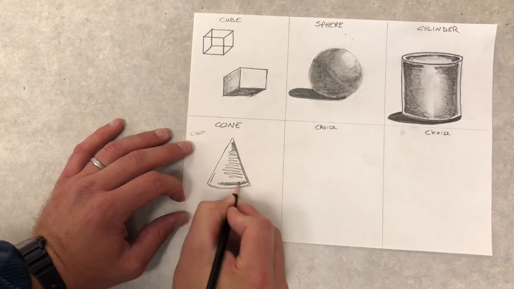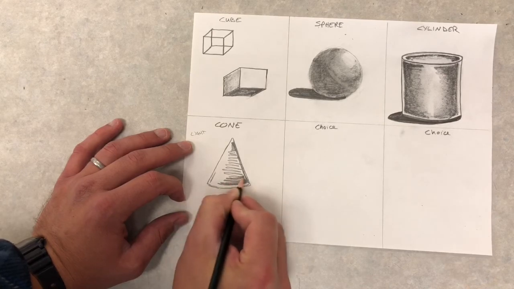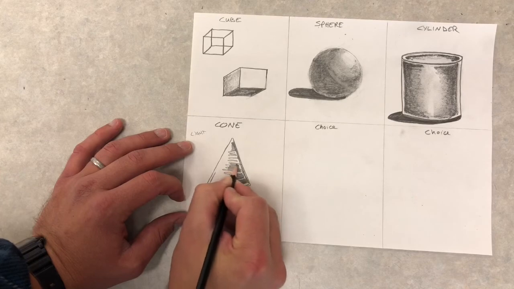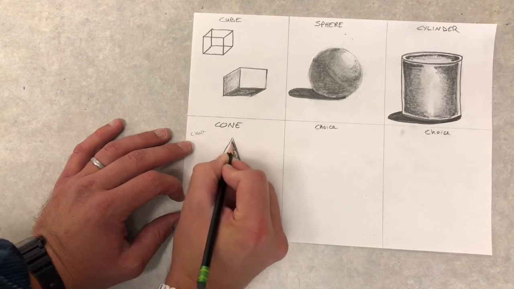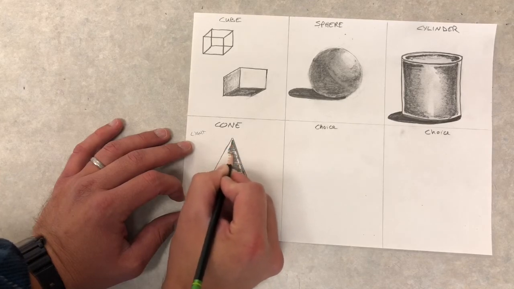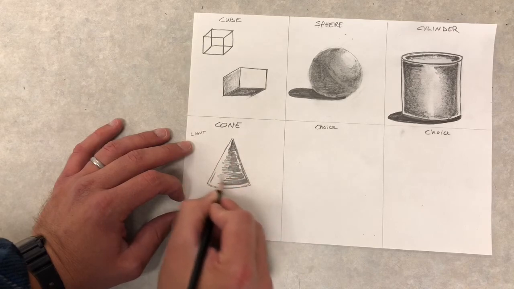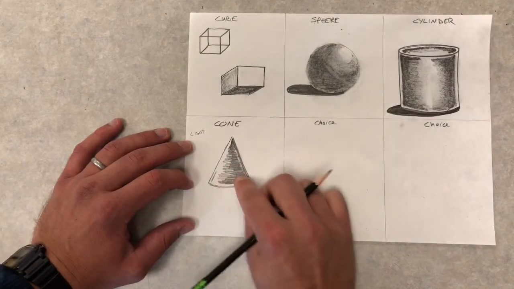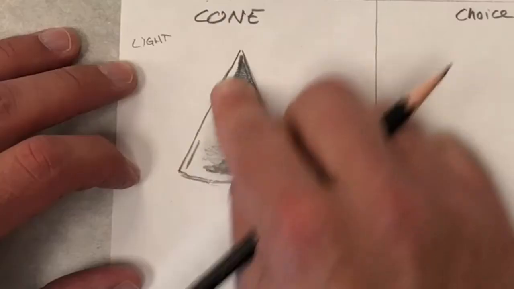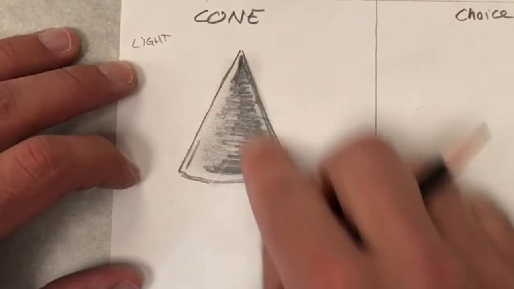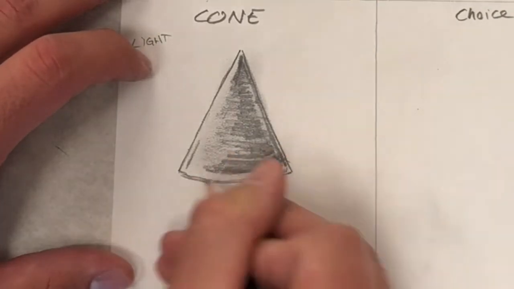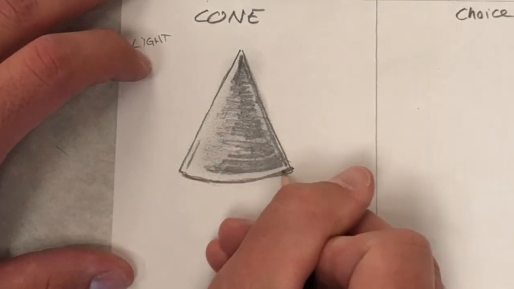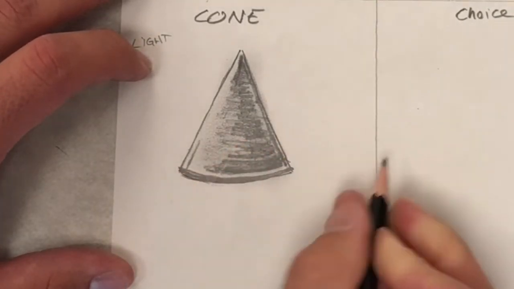Notice how I'm kind of curving these lines towards the bottom of the cone to simulate that it is a rounded object. We don't want it to look too linear because it is a cone. It's not a triangle, it's a cone. So it has roundness to it. It kind of helps like that a little bit. I'm going to go back through, kind of darken up my base here a little.